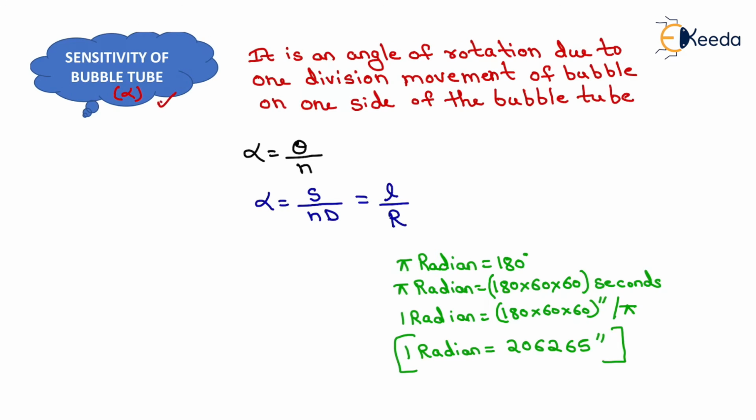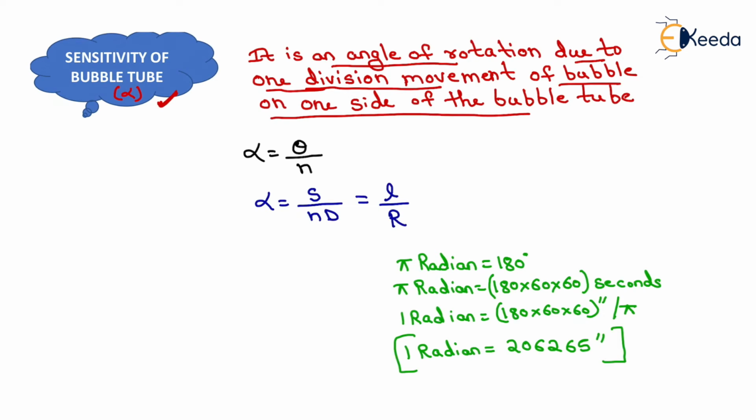Now what do you mean by sensitivity of bubble tube? It is generally represented by alpha. It is an angle of rotation due to one division movement. Just remember this, it is the angle of rotation due to one division movement of bubble on one side of the bubble tube. So we can write alpha as theta by n, because theta is the total rotation for n divisions. Now we have to compute the angle of rotation for one division movement, so we have to divide theta by n. We will get the value of alpha as S upon nd is equal to L upon r.